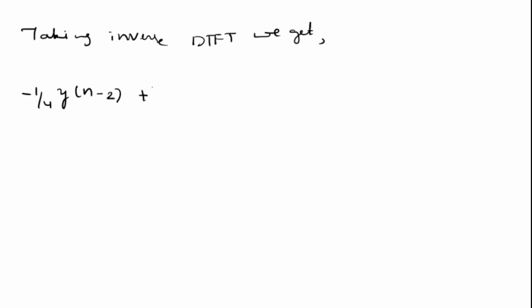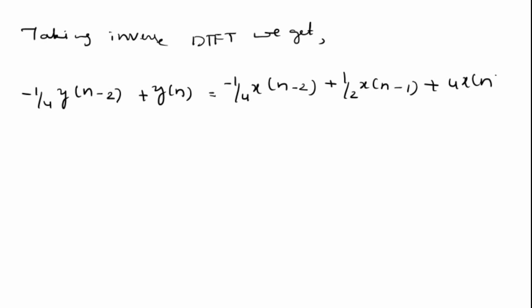Taking inverse DTFT, we get −¼y(n−2) + y(n) = −¼x(n−2) + ½x(n−1) + 4x(n).